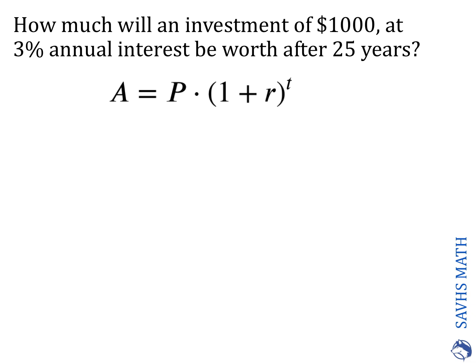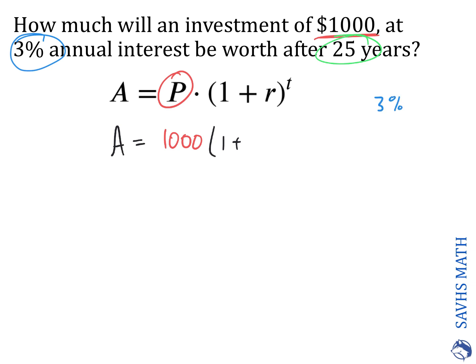So we're given a starting amount, which is P. We're given an interest rate, which is in a percent. So we're going to have to be careful and turn that into a decimal. And then we're given our time, which is 25 years here. So what do we do? We put these numbers in. So we're going to say A equals, well, 1,000 times 1 plus our R is 3%, which means 3 out of 100. And if I do 3 divided by 100 in my calculator, I get 0.03. That's my R. That's what I need to use as R.